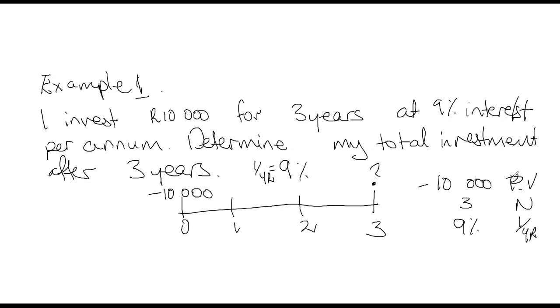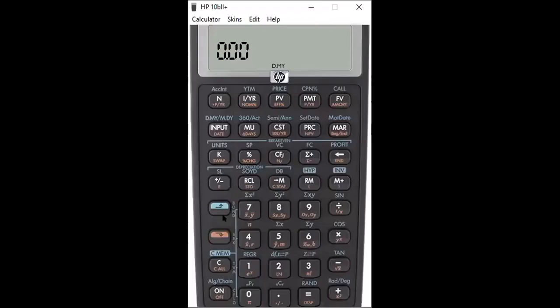Remember, this is PV. And then I want to determine the future value. How much is my money worth after 3 years, right? So we always put a PV as a negative. That's how much I invest today. I invest the money for 3 years at 9% interest per year, and then I want to determine how much my investment is worth after 3 years. That's a future value. So I can come to my financial calculator, and then I can clear it.